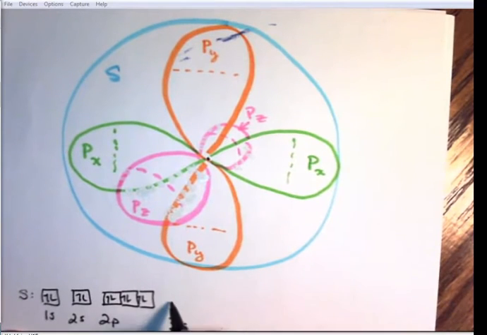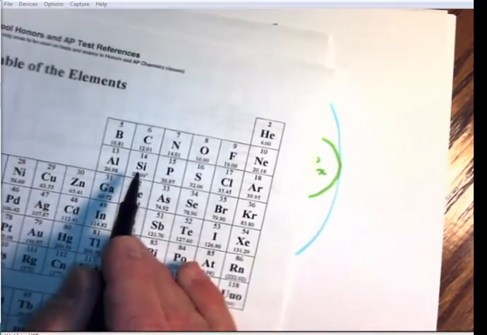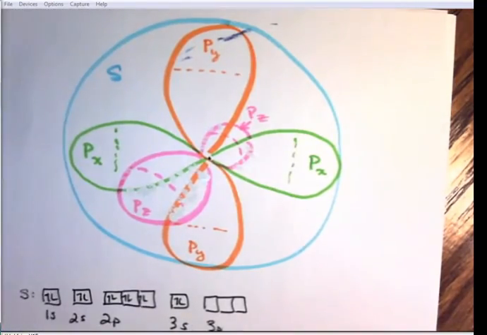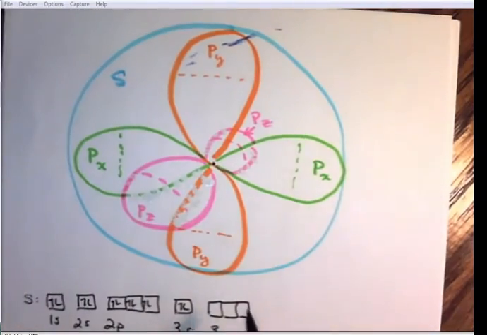And then 3s and 3p. And so sulfur has 1, 2, 3, 4 electrons in that 3p sublevel. Okay, in the third row of the periodic table, p sublevel region, there's s. And so 1, 2, 3, and come back and pair up in the first orbital.